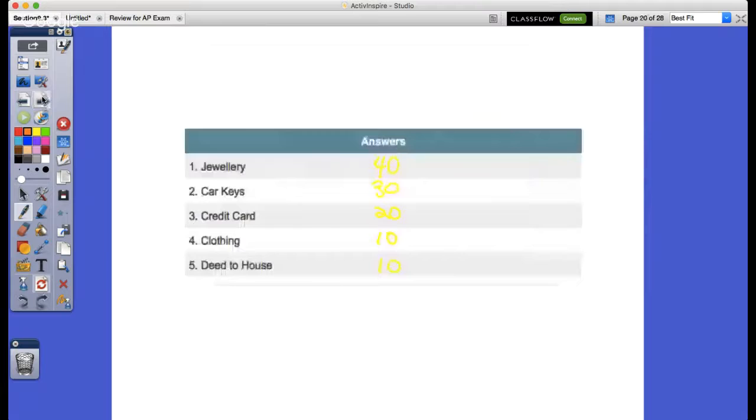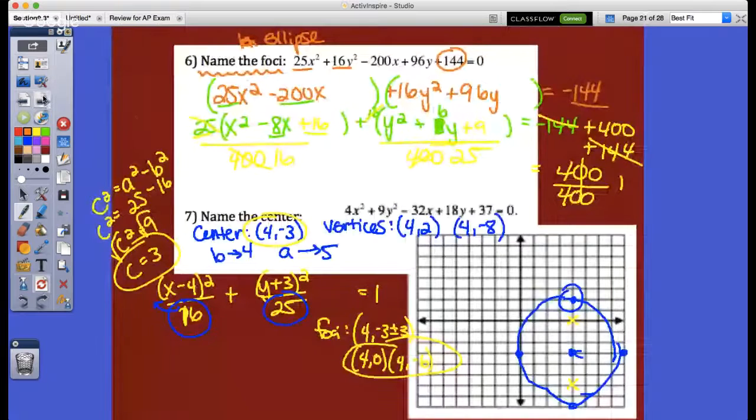But if I went to an ellipse, the center is the middle value. That's what I get from setting the top equal to 0 as far as the transformations go. So +4, -3. That's the center. The vertices, this is good here to know. Vertices for ellipses are the endpoints of the major axis.